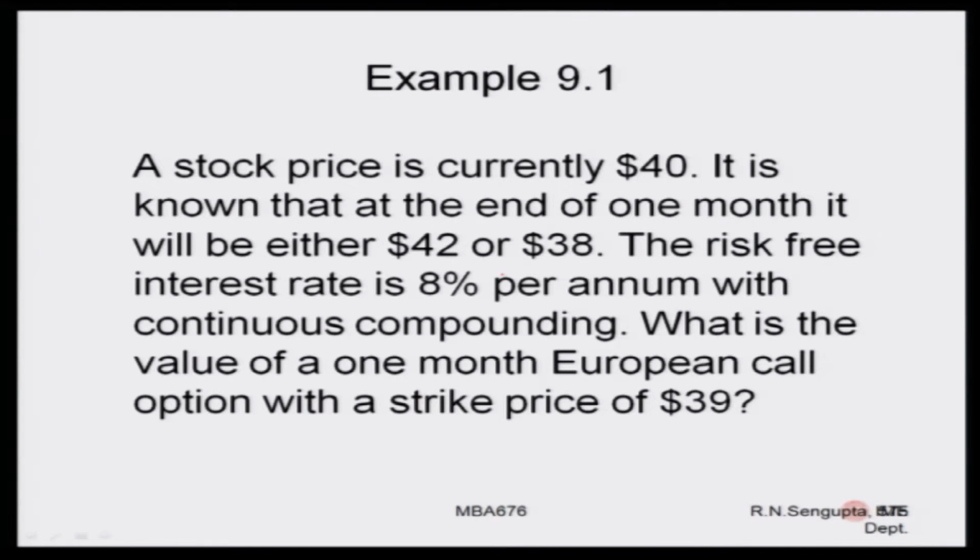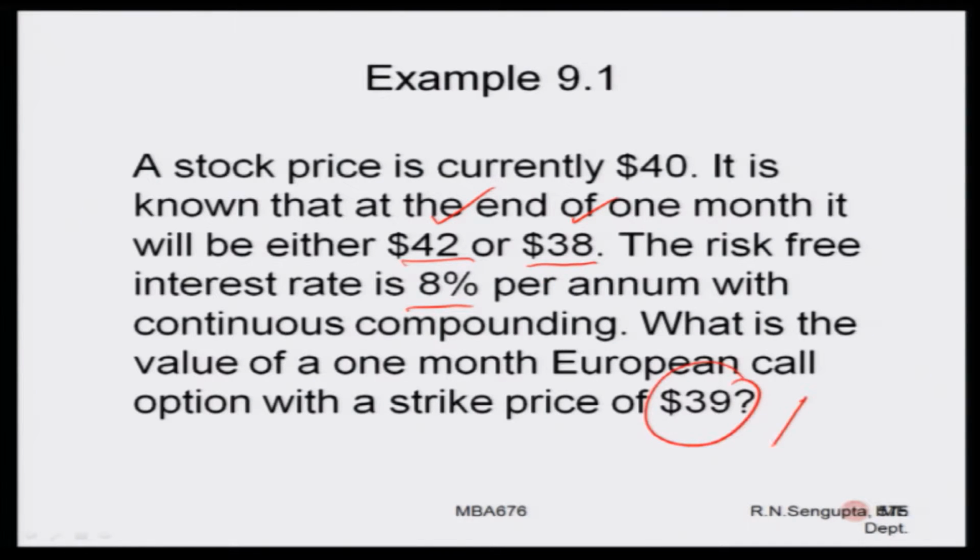So, consider the stock price is currently at 40. It is known that at the end of 1 month it will be either 42 or 43. So, these are the increase in the price and decrease in the price. The risk free interest rate is given as 8%, which is continuous compounding. What is the value of a 1 month call option? Option with the strike price of 39.